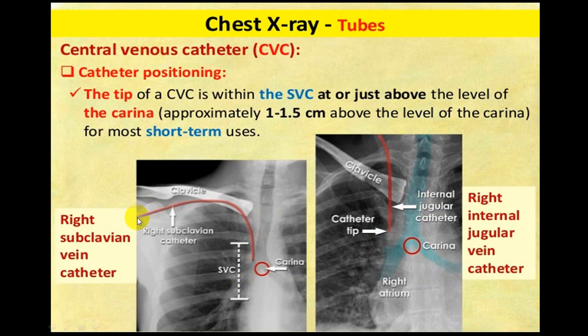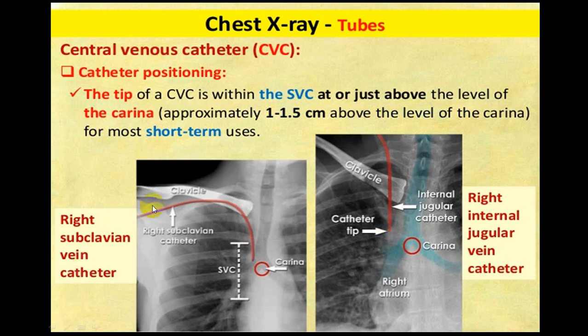When it is from the right subclavian, it will be like this, up to carina. So look that the tip of the catheter is close to the carina angle. It is said that the tip of a central venous catheter is within the superior vena cava at or just above the level of carina. We say approximately 1 or 1.5 centimeter above the carina angle. But by and large, we keep it a little above the carina angle.